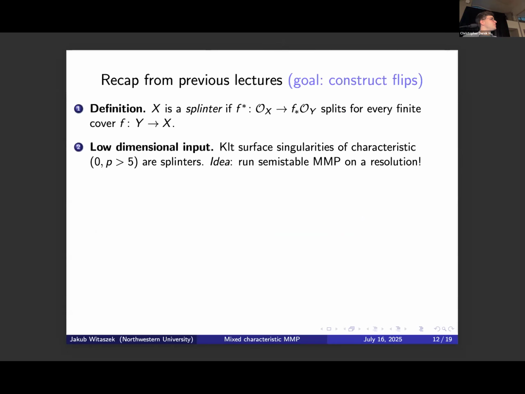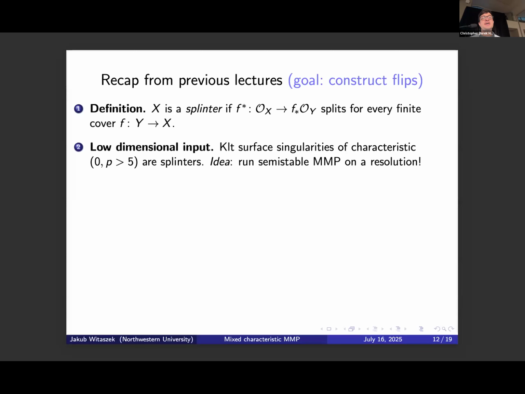To this end, I need to do a very brief recap of previous lectures. Because again, remember our goal for now is to construct flips. And so I need to review 4 things. The first thing is the definition of a splinter. We're going to say that X is a splinter if for every finite cover f: Y to X, the pullback map from OX to OY splits in the category of OX-modules.